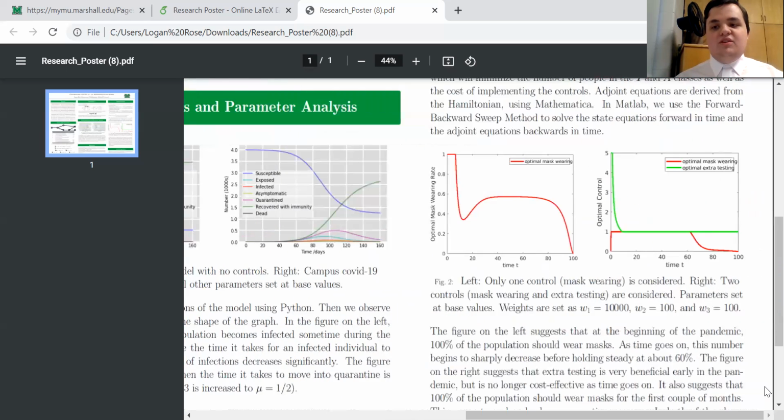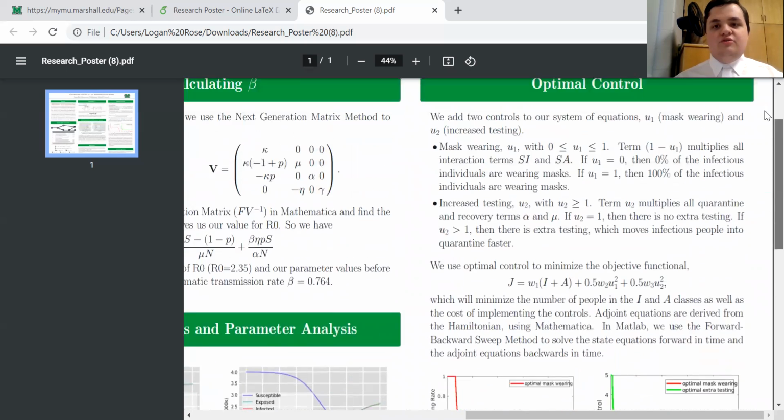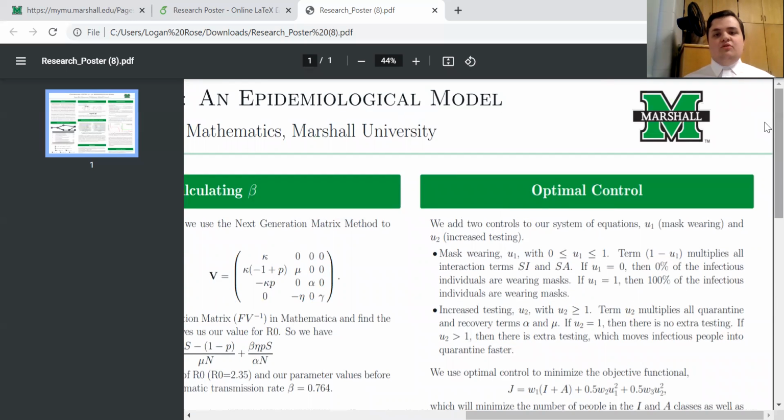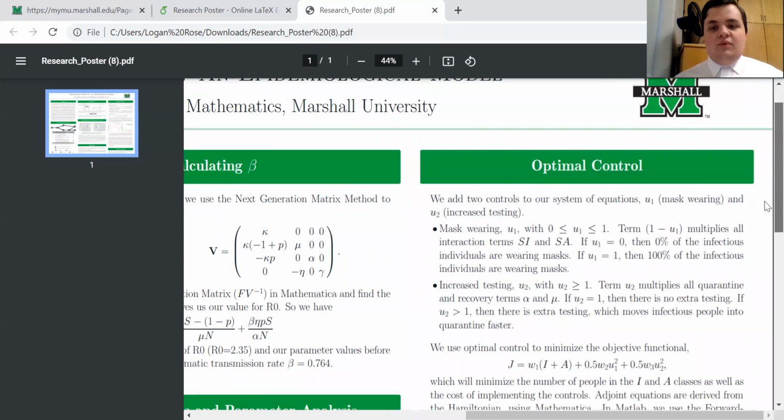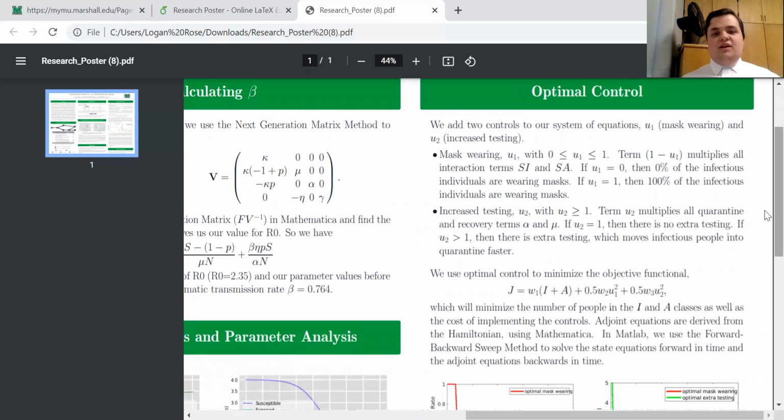So after we did our simulations, we introduced 2 controls, which we added to the original equations. And those were mask wearing, which we denoted as U1, and increased testing, which we denoted as U2. So we used optimal control, which is a process. The basis of optimal control is that you want to reduce the number of infectious and asymptomatic individuals, while also reducing the cost it takes to implement those controls.